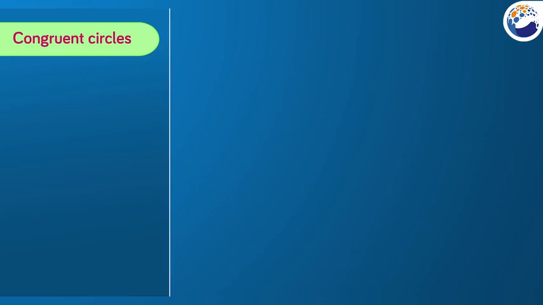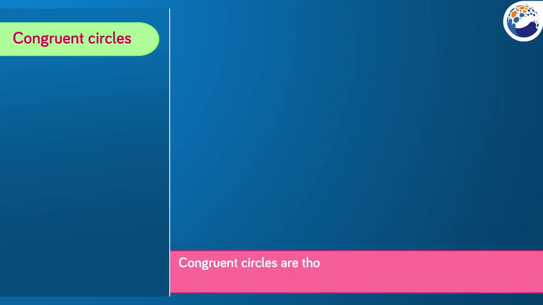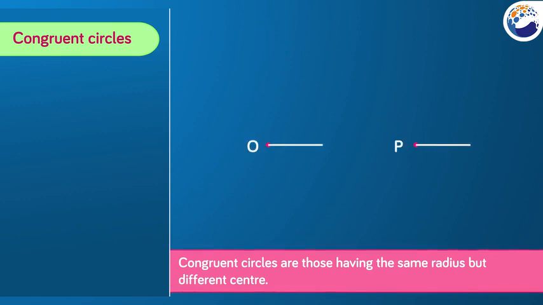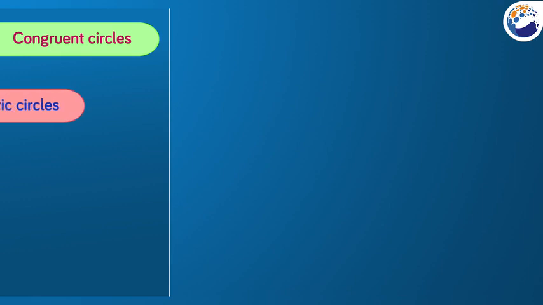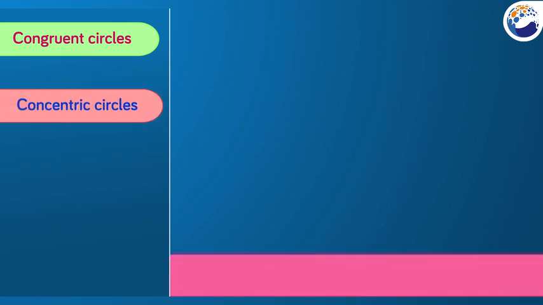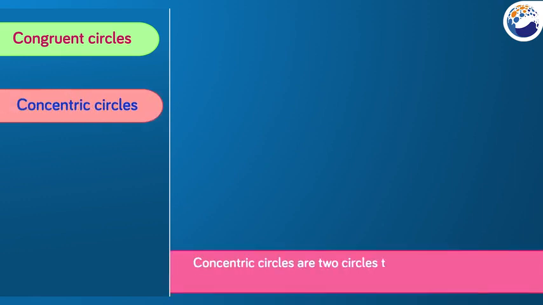Congruent circles. Congruent circles are those having the same radius but different centers. Concentric circles. Concentric circles are 2 circles that have the same center but different radii.